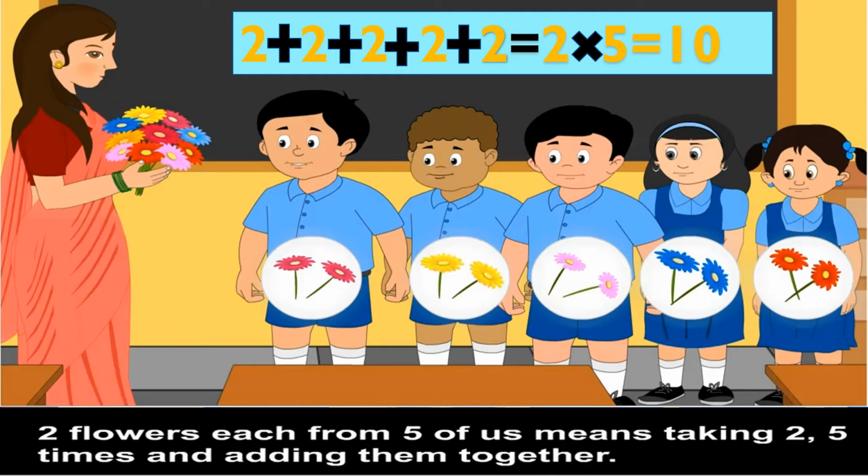She said, "You are correct. If we add 2 5 times, that is 2 plus 2 plus 2 plus 2 plus 2, we get the answer 2 times 5, 10, which is the correct answer which you all gave."